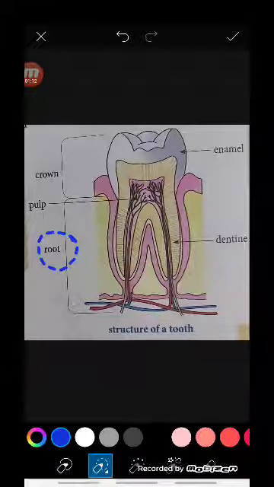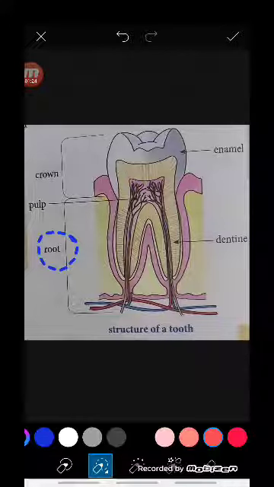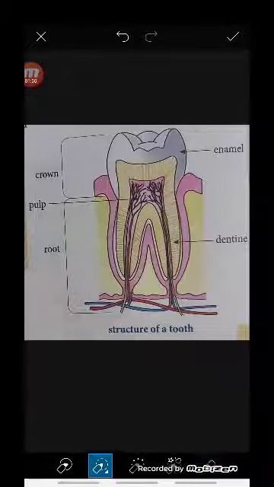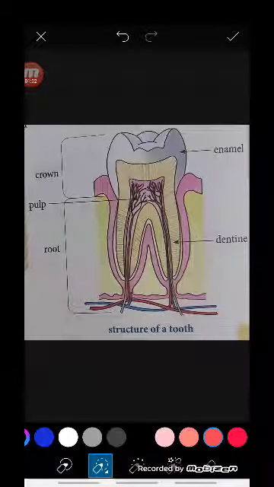Now next is the enamel. Our tooth is made up of three main layers: enamel, dentine and pulp. The enamel is the outer layer of a tooth. It is the hardest substance in our body. This is the enamel, the white portion which you can see. It is harder than the bones.